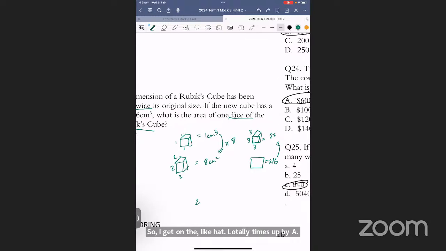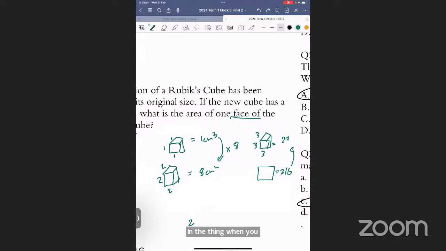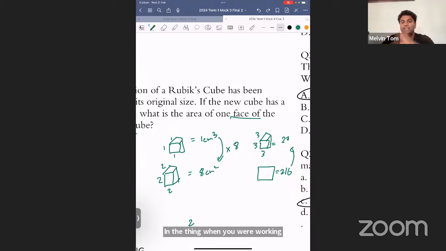In the thing when you were working out, you wrote 8 centimeters squared, not cubed. Oh, come on, man. Why are you doing this to me?